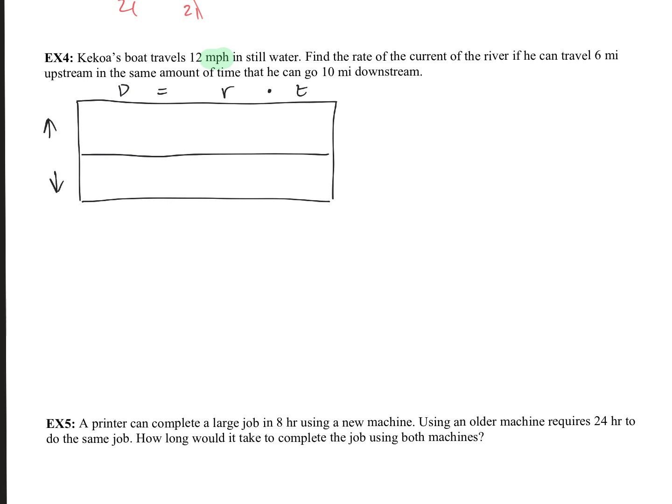Now, what are we trying to figure out? We want to find the rate of the current. So that will be what I'm trying to figure out, what I don't know, right? That'll be my variable. Let x equal the rate of the current.